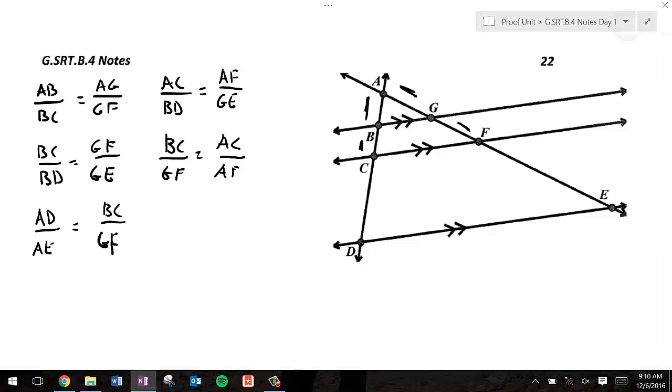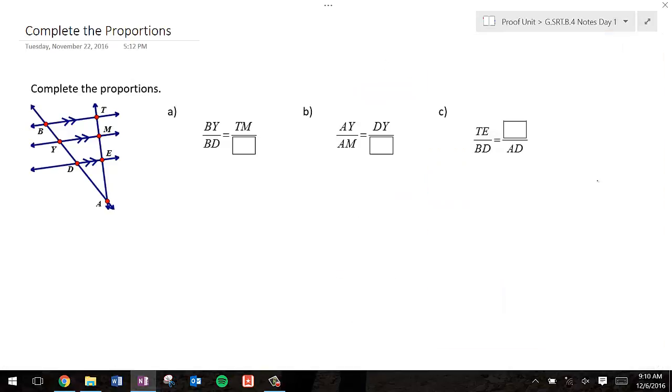So I'm going to have you complete the example just below that. They give you a picture of 3 sets of parallel lines with 2 transversals, and they want you to complete the proportions. I'll give you a second to answer these. I'll pause the video, and when you come back, we'll quickly explain it, and then we'll move on to some more algebraic approaches. Okay, welcome back.